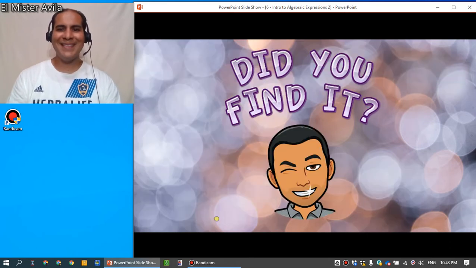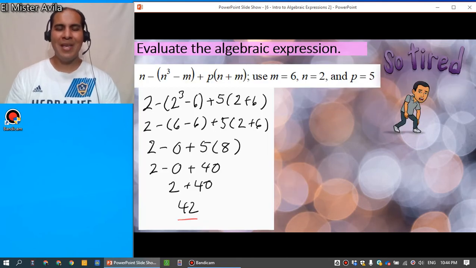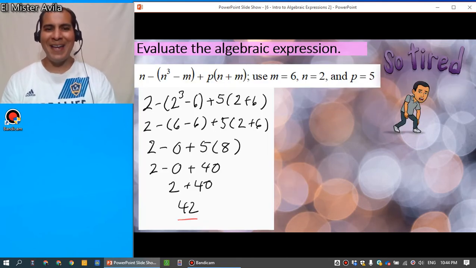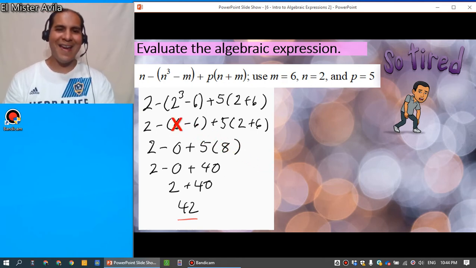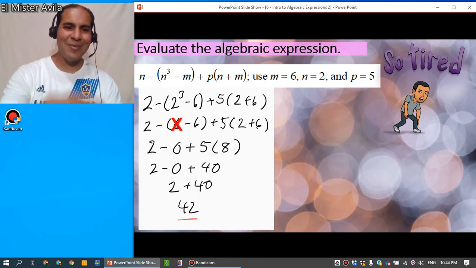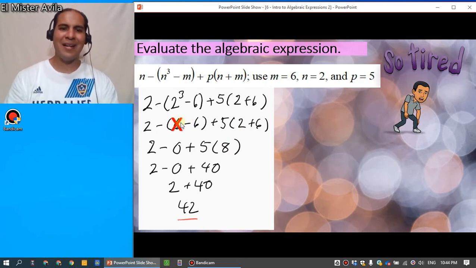Did you find it? Did you find the mistake? I hope you did. The mistake happened right there. That 6 was not correct. That 6 right here, that's not correct. 2 to the third power is 2 times 2 times 2, which is not 6, so that 6 needs to be corrected.